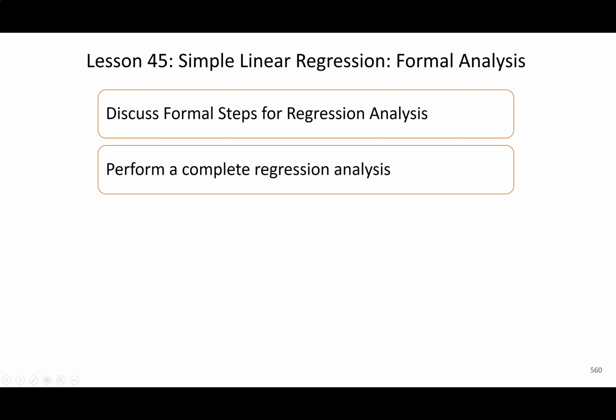Okay, welcome to lesson 45. In the previous lessons, we walked through making a scatter plot and describing the scatter plot between two quantitative variables, fitting the least squares regression line and using it to make predictions. Now we're going to go from beginning to end through an example with anglerfish.